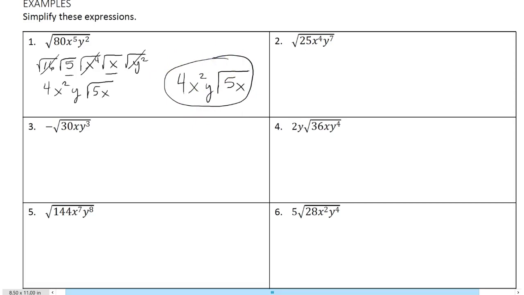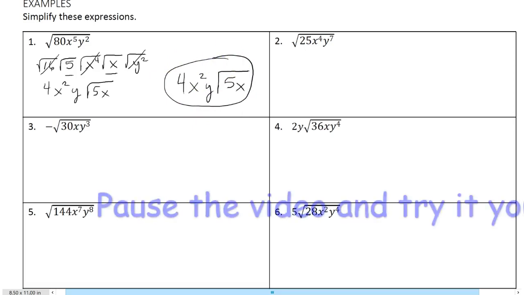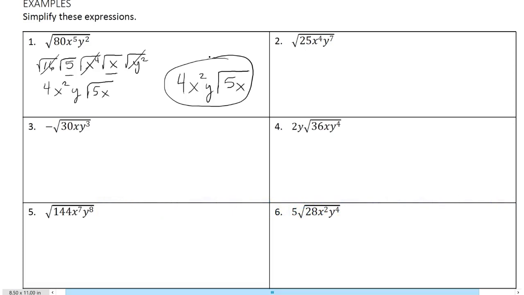Now pause the video and try it yourself. Now that you have tried it, check your work.